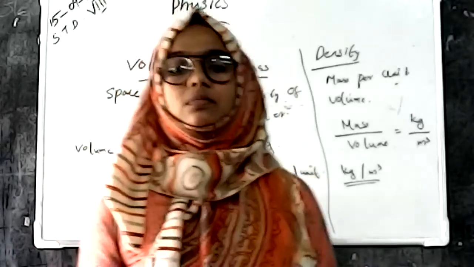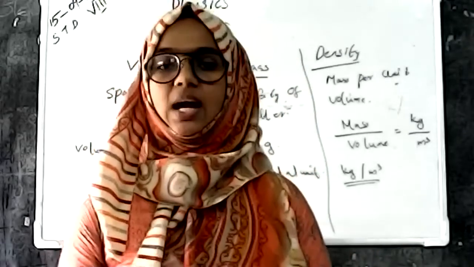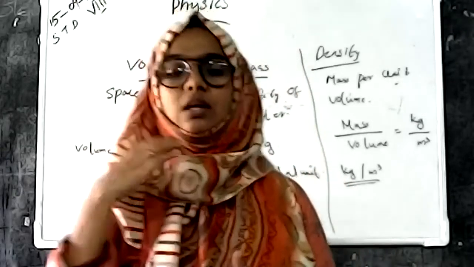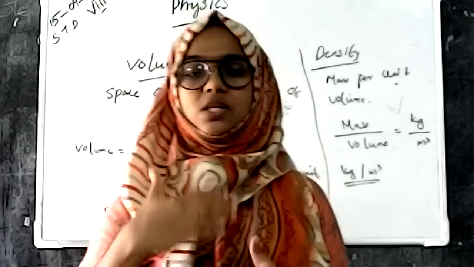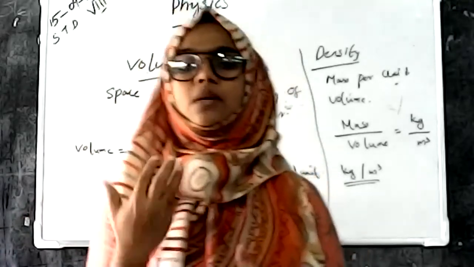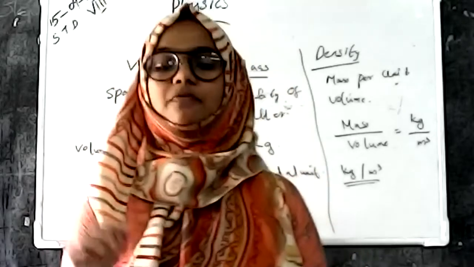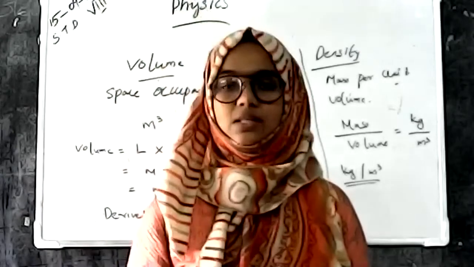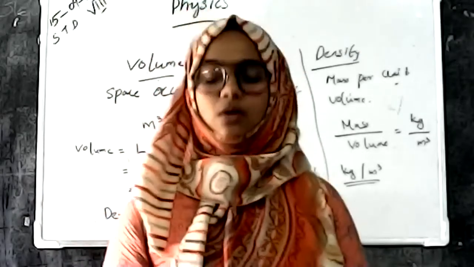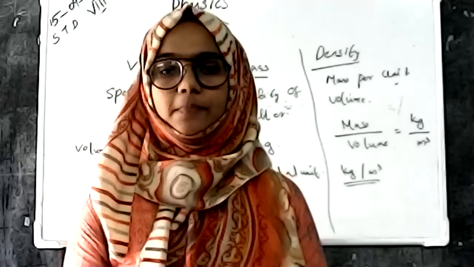So we conclude that volume is the space occupied and density is the mass per unit volume. If the density of a substance is higher, any object put into that substance only floats on the surface of that liquid because of the density. So density causes the floating of objects. Today we are only discussing density and volume. Thank you.